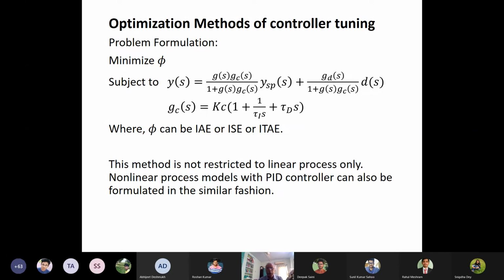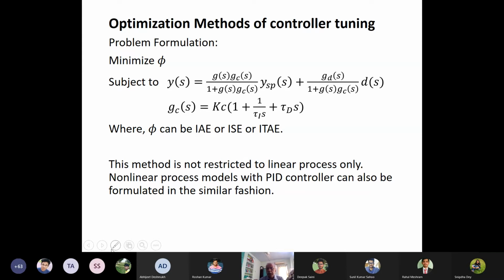So for a control problem, we can formulate it as: minimize phi, where phi can be IAE, ISE or ITAE, subject to this equation: YS is equal to GS GCS / (1 + GS GCS) YSPS plus GDS / (1 + GS GCS) DS. And GCS is equal to KC (1 + 1/(tau I S) + tau D S). So we will have 2 equality constraints over here to solve this problem. And in the GC we have got 3 parameters: KC, tau I and tau D.